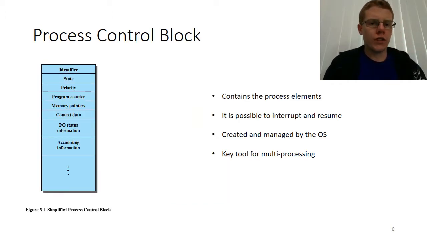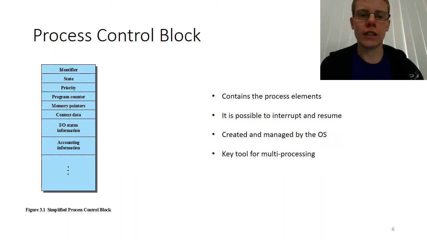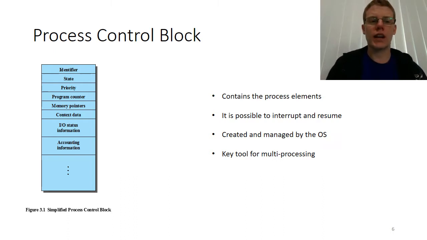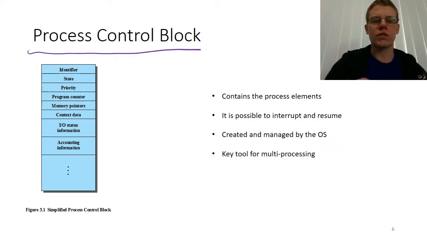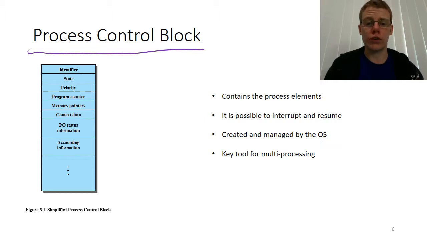So now that we've got this idea of the process and any related control information, which was what we were just talking about on the last slide, we can now talk about a very common element of operating systems, the process control block. So this is a block of data that contains all of the information necessary for the operating system to control the process.